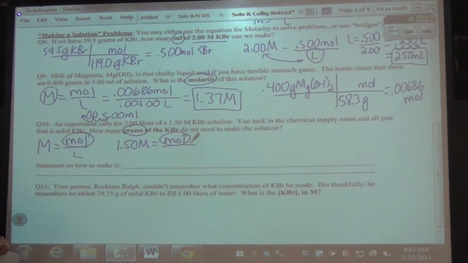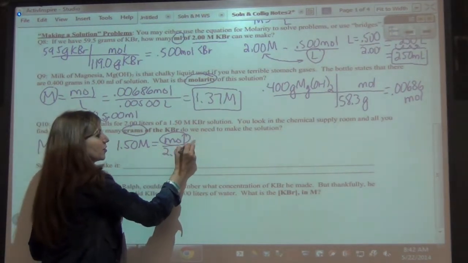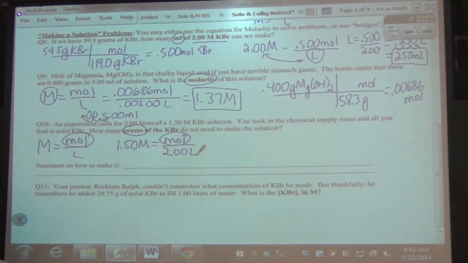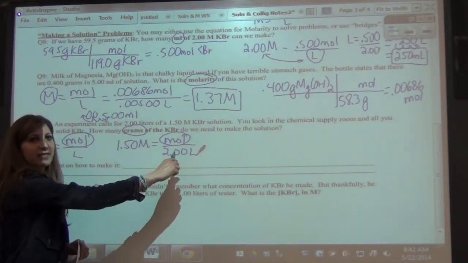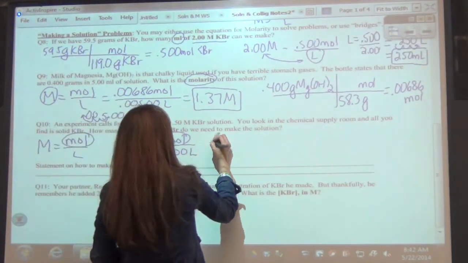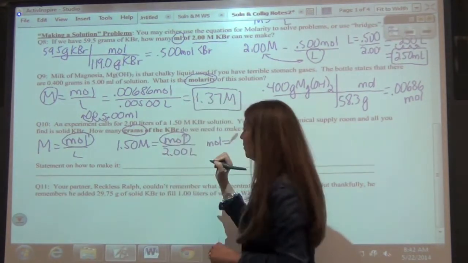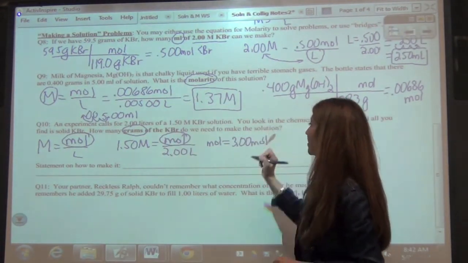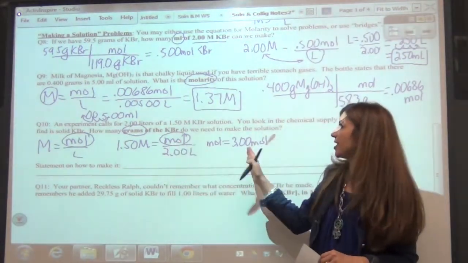Yes, 2.00 liters. How do you get moles alone? Cross multiply. Awesome. Cross multiply these, and you get that the moles are equal to 3.00 moles. That's not molarity. We already had the molarity, so that's just moles.